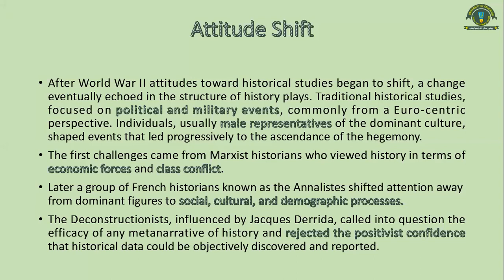The first challenges came from Marxist historians who viewed history in terms of economic forces and class conflict. Later, a group of French historians known as the Annalistes shifted attention away from dominant figures to social, cultural, and demographic processes. The deconstructionists, influenced by Jacques Derrida, called into question the efficacy of any meta-narrative of history and rejected the positivist confidence that historical data could be objectively discovered and reported.